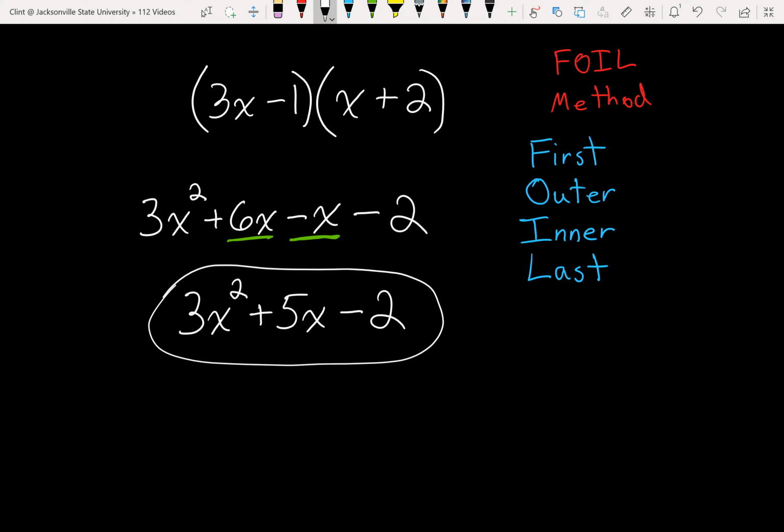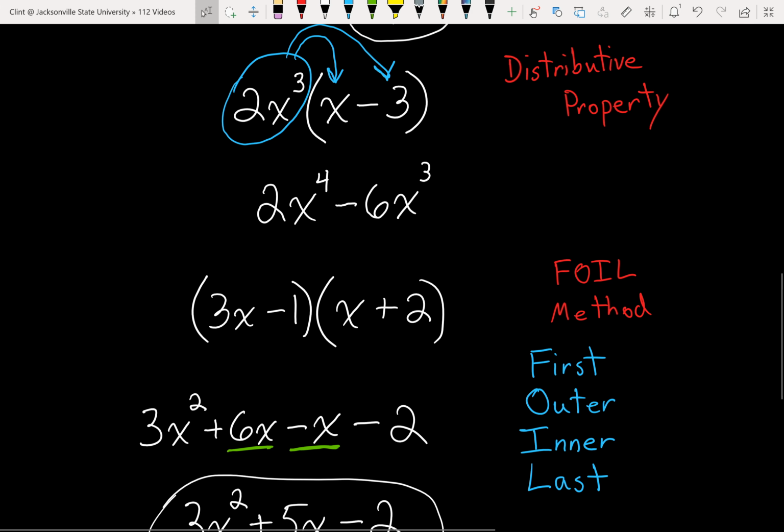And the FOIL method, really all it is, is the distributive property. For the distributive property, we would take the first term and multiply it by both of the terms in the second one, then we would take the second term and multiply it by both of the terms in the second one. But we call it FOIL just because it gives us a little mnemonic to not forget any of those. FOIL method and distributive property are really the same thing.